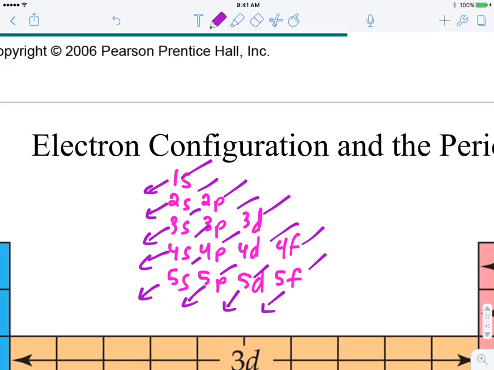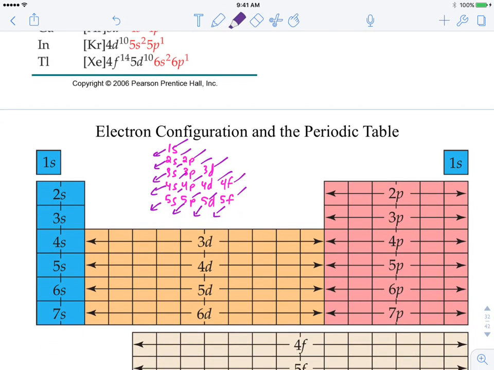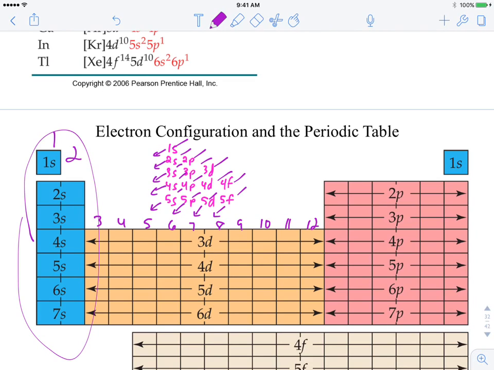Now, I can use the periodic table alongside that. There are different blocks on the periodic table. The first one is the S block. S block is groups 1 and 2. The next block is the D block, groups 3, 4, 5, 6, 7, 8, 9, 10, 11, and 12. And the next block is the P block, 13, 14, 15, 16, 17, 18.